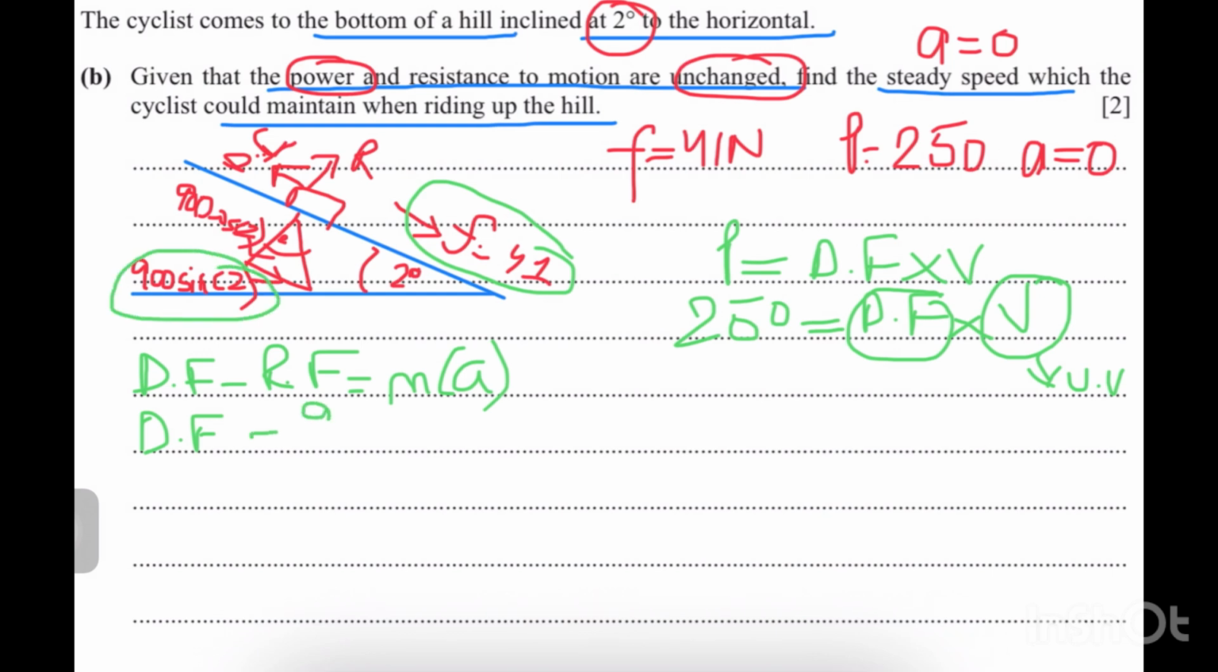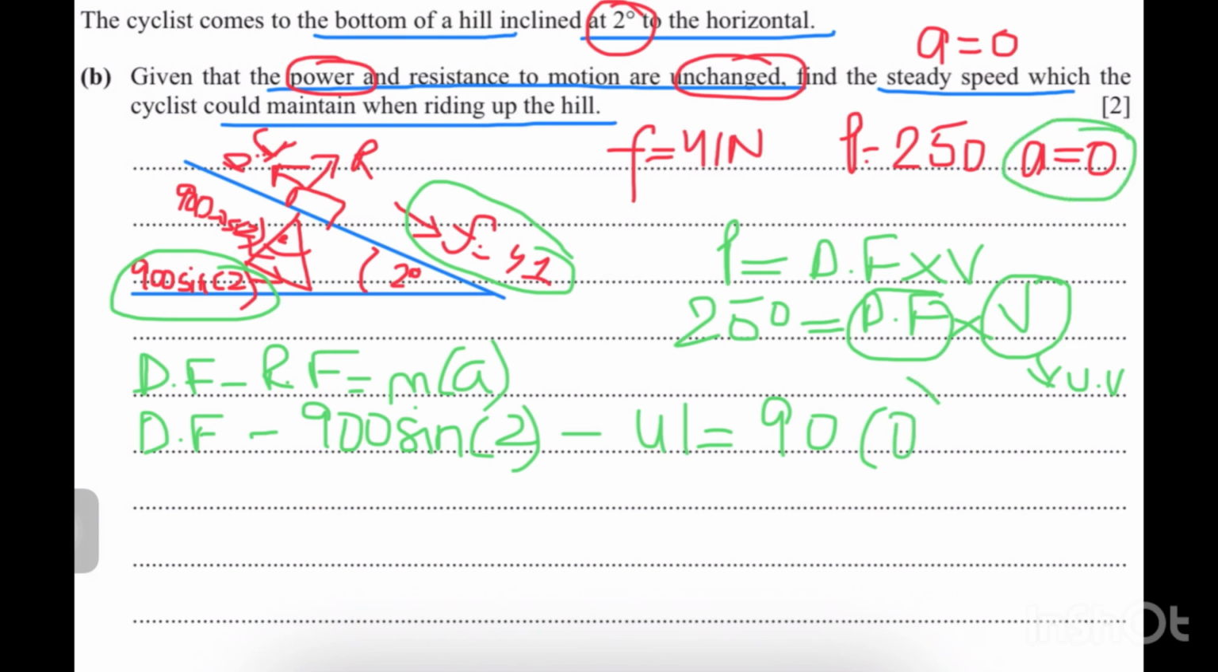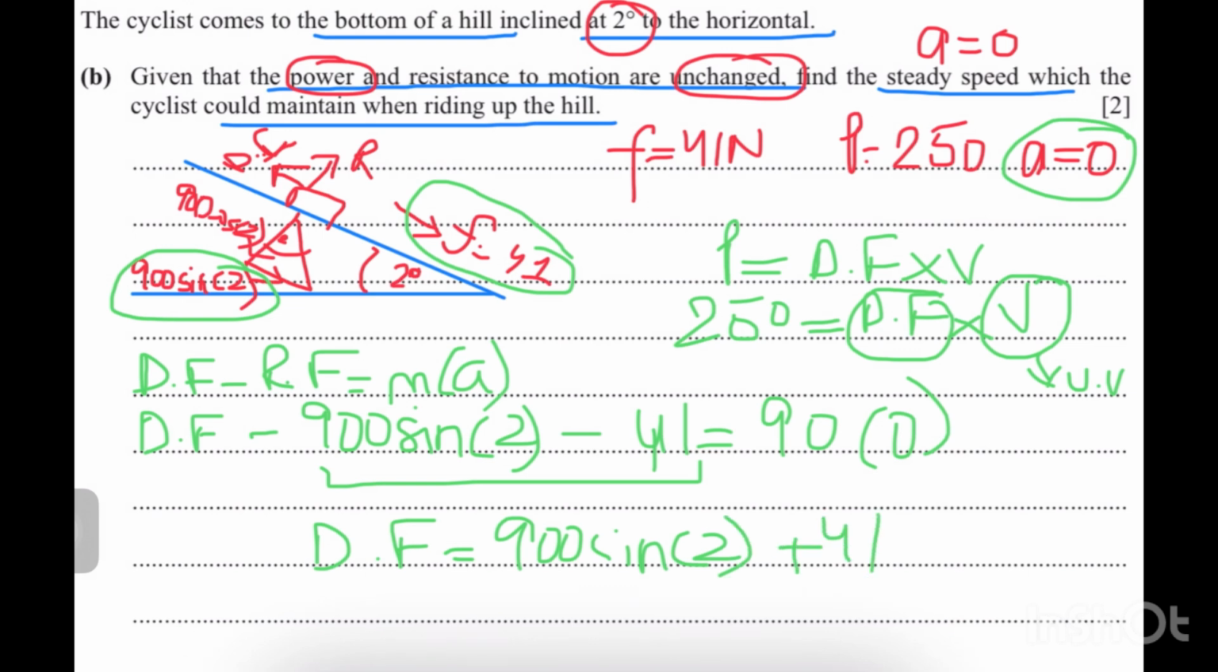So driving force minus 900 sine 2 minus 41 must be equal to the mass, which is 90, and we found out the acceleration to be 0. This becomes 0. So if we take 900 sine 2 and 41 to the other side, the driving force equals 900 sine 2 plus 41, which equals 72.4.